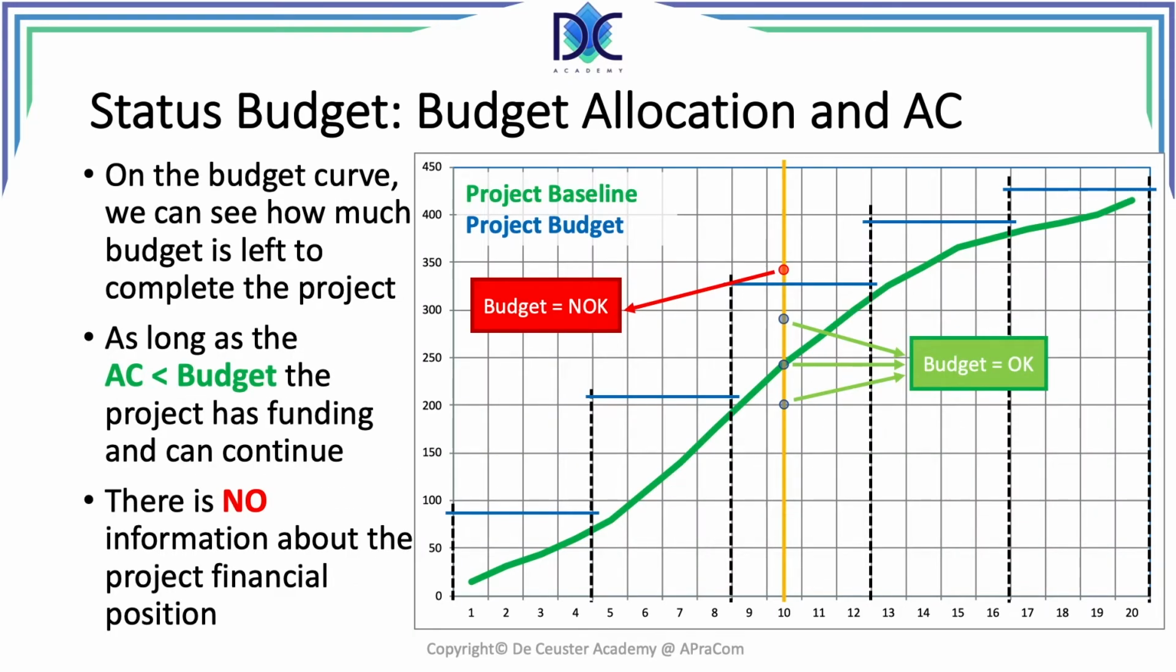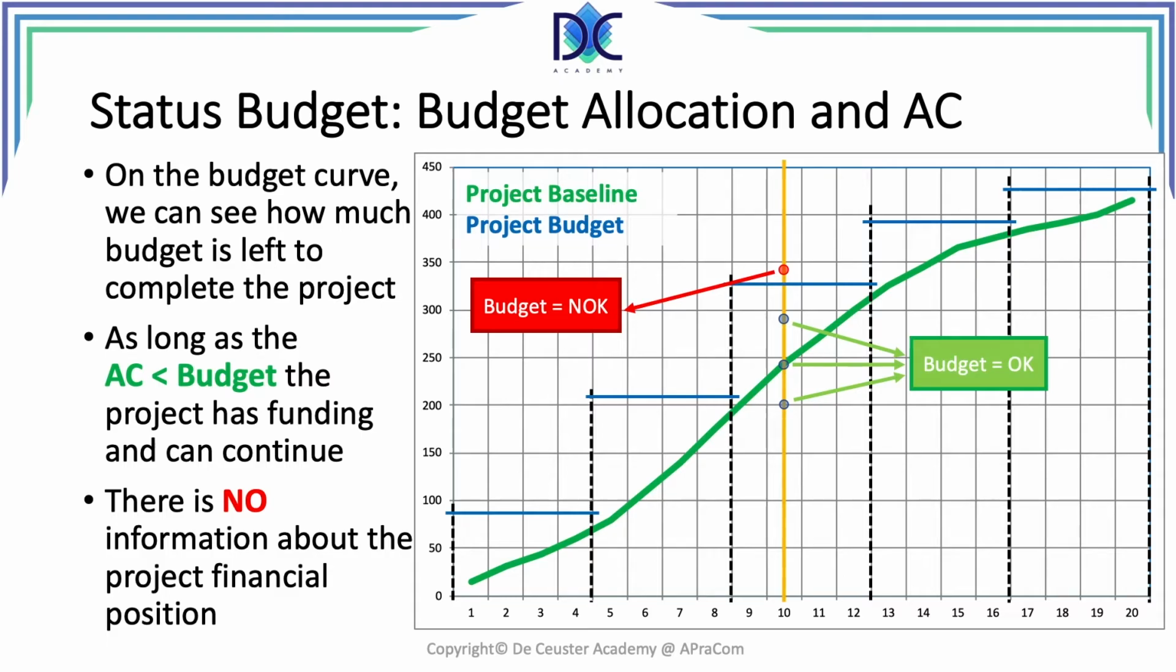When we look at the status of the budget, we look at the budget allocation and the actual cost. The budget curve shows us how much money we have left to complete the project, and the budget curve is the horizontal blue lines. These are the budget increments that the company has provided us to work on the project. As long as we are not spending more than the allocated budget, the project can continue.